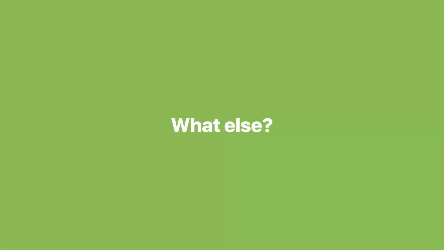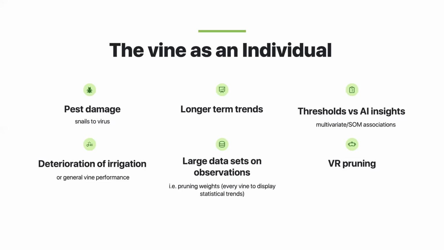But what else? I guess I'm often challenged on, well, what are the uses of managing to this level? Like I was looking at NDVI in that previous example, but what else could you do? So I just had a bit of a think about it, and I know there's going to be a lot more things that can be done, but things such as pest damage, like let's think about snail damage. I'm pretty sure you'd be able to measure that at some early stage in the season.